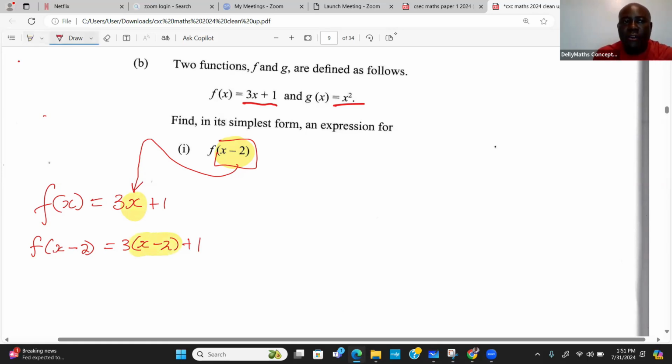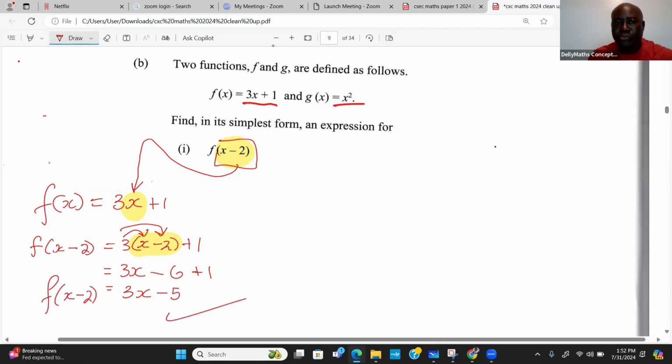That's all. From here, you want to carry out your ordinary algebraic skills. So we're going to distribute 3 in the bracket. So what we have is 3x, 3 times negative 2 is negative 6, and then there's a plus 1 on the outside there. Finally, we're looking at 3x minus 5. So this is actually f of x minus 2, and that is the response for it.